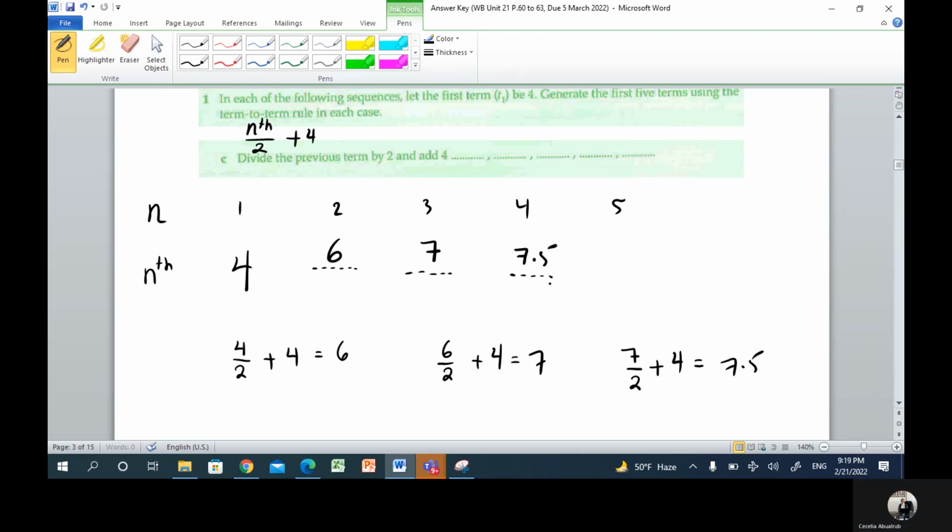The previous term to this one is 7.5. So 7.5 divided by 2 plus 4 is equal to, use your calculator, 7.5 divided by 2, the answer is 3.75, plus 4. So the answer will be 7.75. So the fifth term is 7.75.